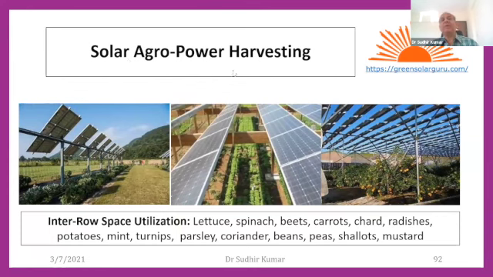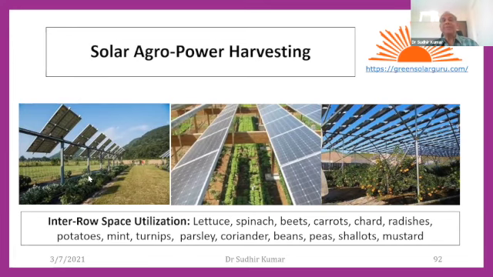The solar agro power harvesting. So this is at present happening at many places. At the top, you have solar power production, and below that, you have the agriculture. So inter-row spacing is there. In that inter-row spacing, you can grow lettuce, spinach, beets, carrots, chard, radishes, and other things. Not all crops can be grown because shadow is there. So only those crops can grow which can grow in shadow.